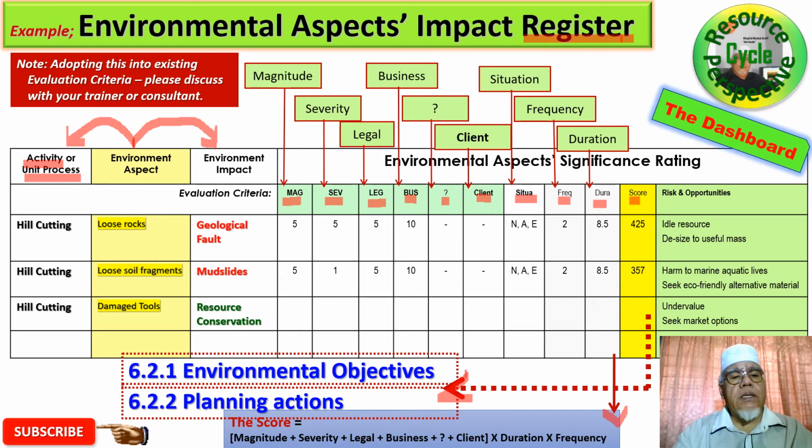Now, these are all the environmental aspects, well, not all. We just pick a few from the hill cutting process. Loose rocks, remember? It causes an environmental impact called geological faults. There you are, it's all there. And yeah, of course, we've got to evaluate them. You can forget about all these figures. These are all from previous work.